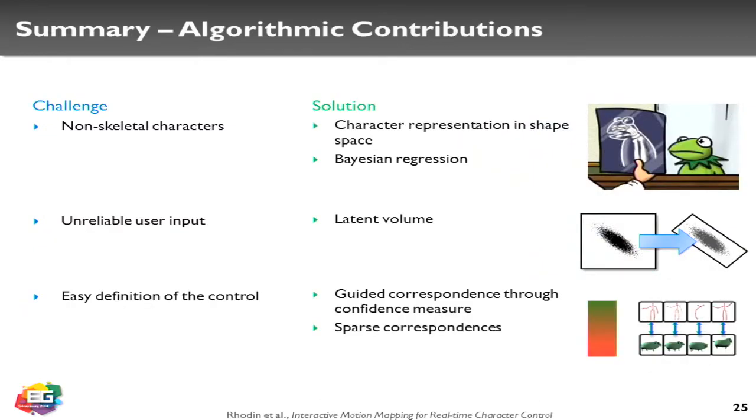So finally, a summary of the contributions here is that they apply this to anything. They don't need to be skeletal animations. The solution is to provide a new character representation in terms of shape space, which encodes velocity. Then to deal with the noise, they provide the latent volume. And finally, they provide a guided correspondence measure and very few sparse correspondences to provide an easy definition of the mapping.